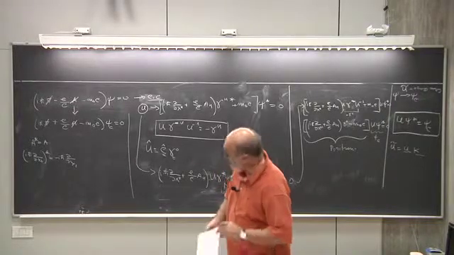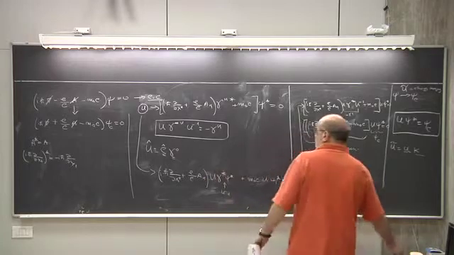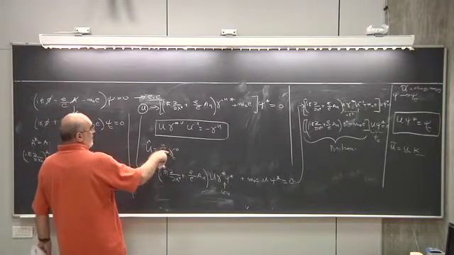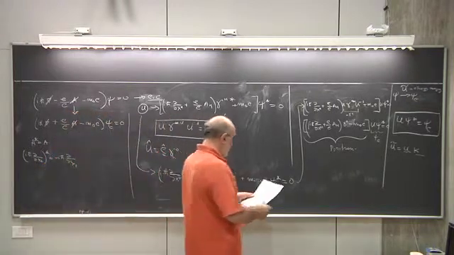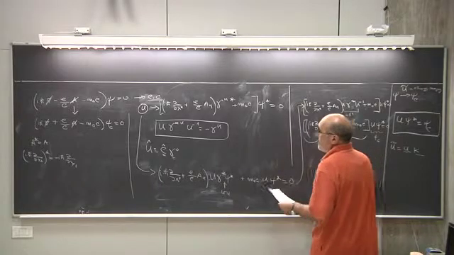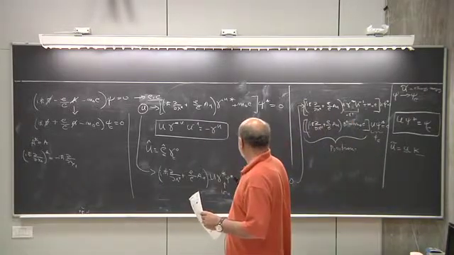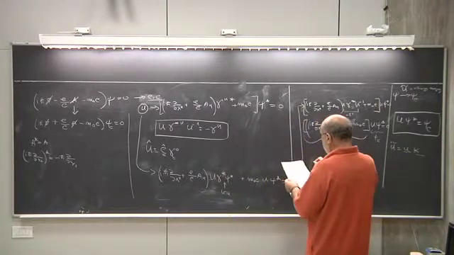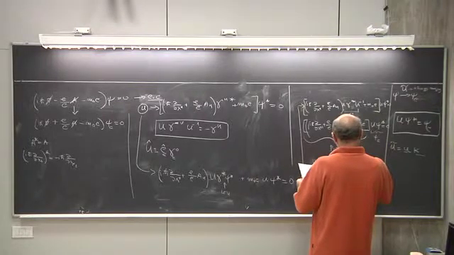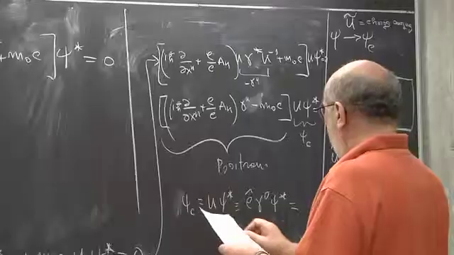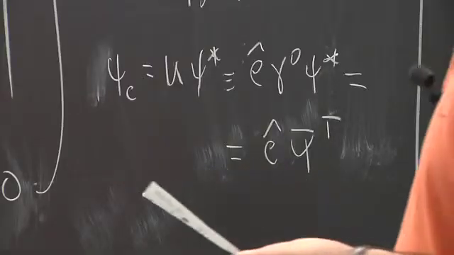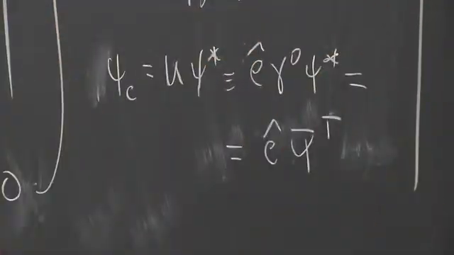Now, let's see, as I wrote the U in this manner, if I can have C acting and telling me things. So basically now we have seen that psi c is U psi star, and this is C gamma 0 psi star. C is an operator, it's not the velocity of light. This object can also be written as C, and this is psi bar transposed.